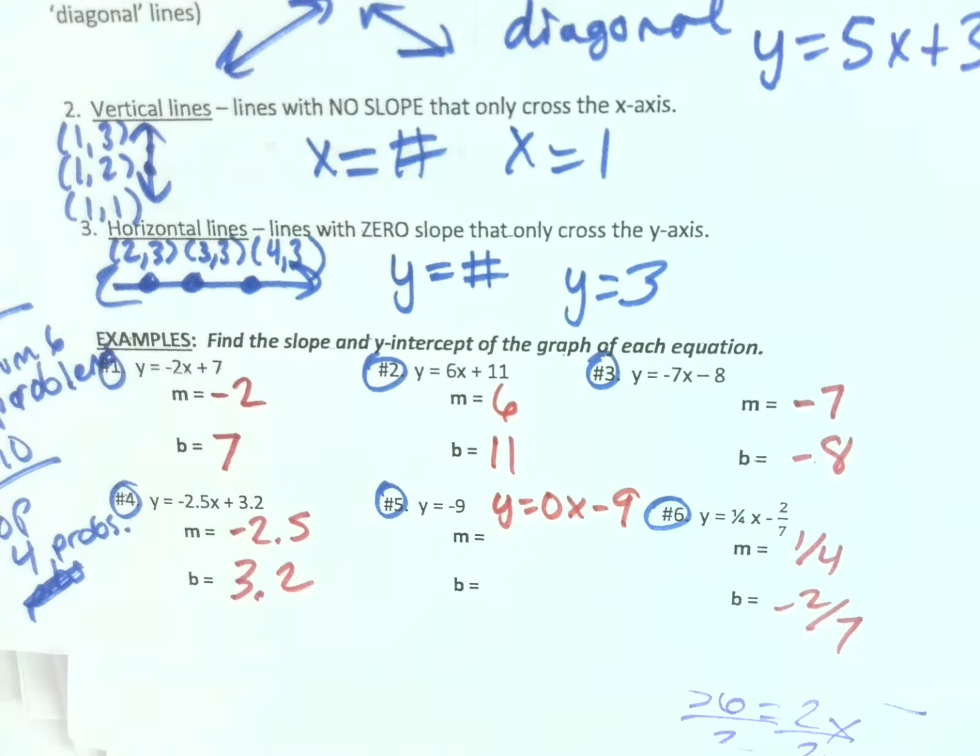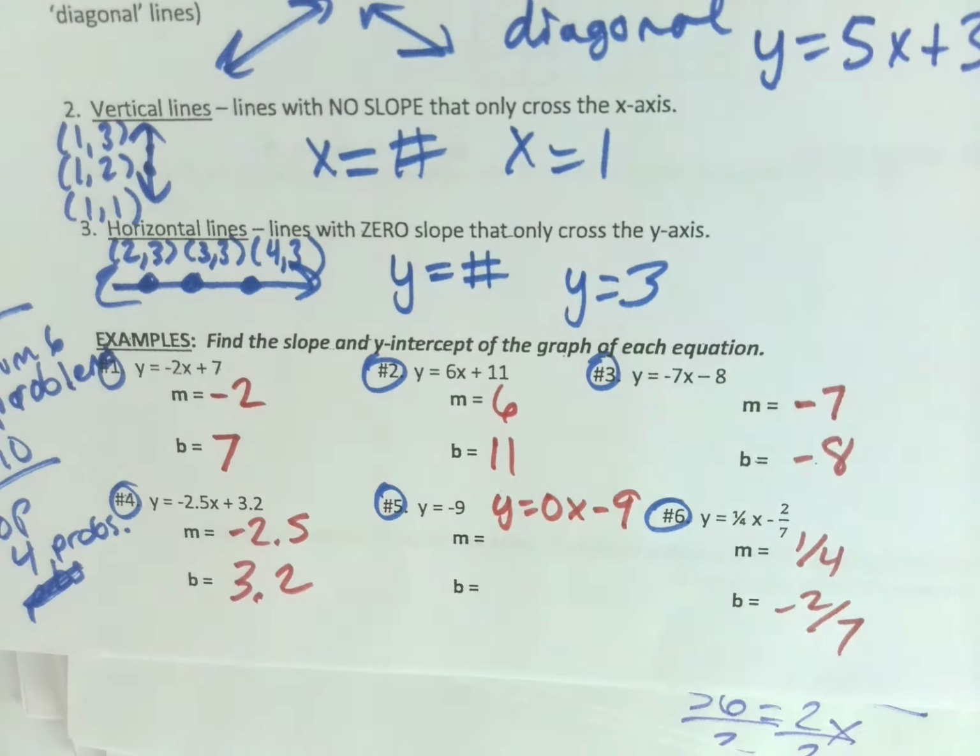Check it out. This is what it really was, Mary Beth. Y equals 0x minus 9. And if your slope is 0, this whole term disappears, and you'll just be left with y equals -9. So our slope is 0.